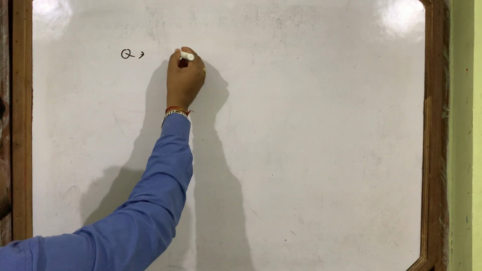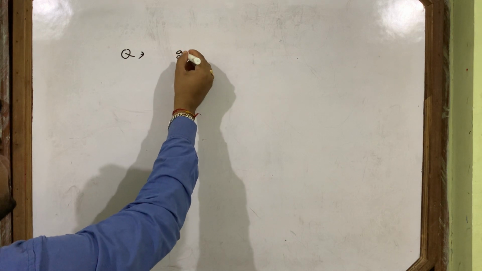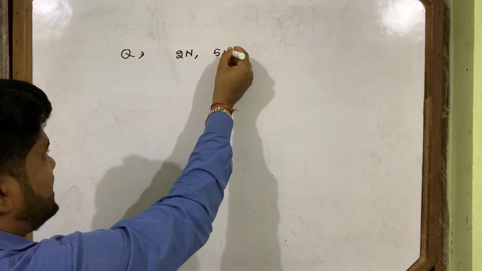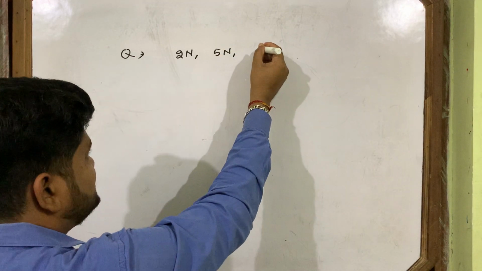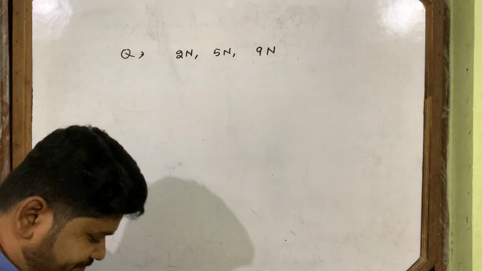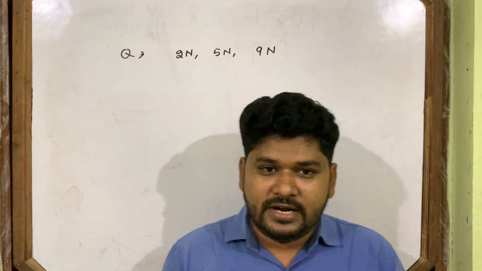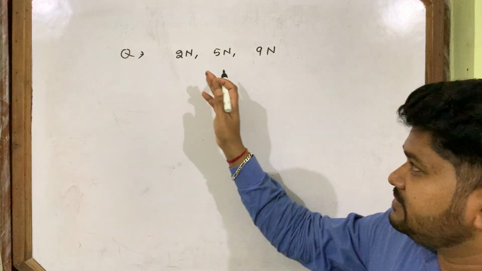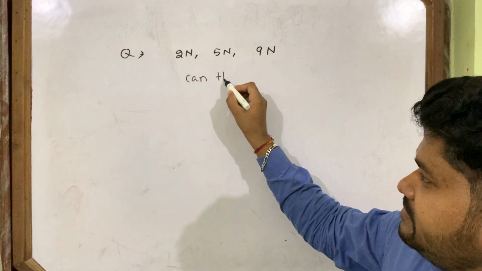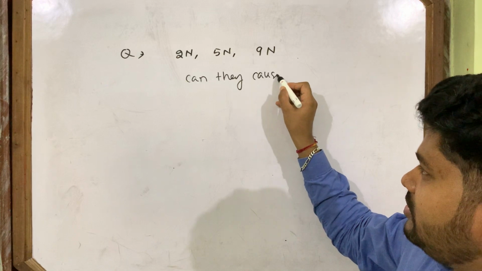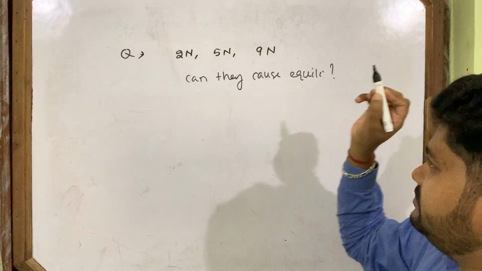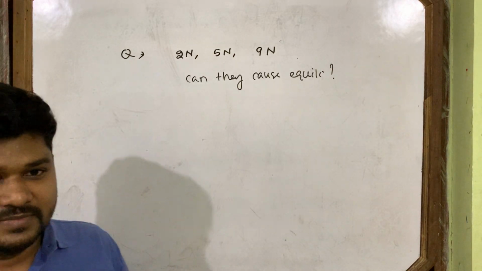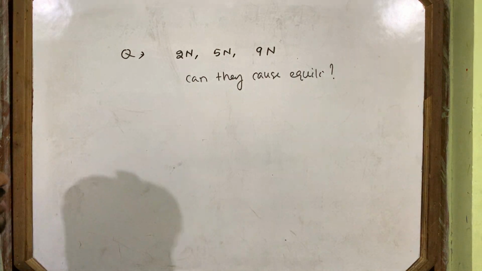Suppose I give you a question: three coplanar vectors of unequal magnitude, one is 2 Newton, one is 5 Newton and one is 9 Newton. Can they cause equilibrium? This is the question for you. How will you answer it? This question I leave as homework for you.